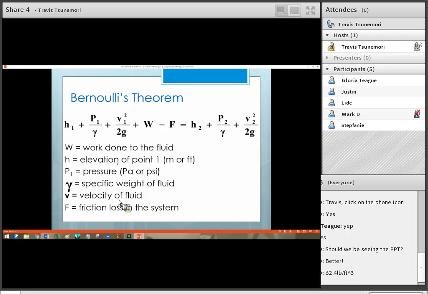So now the cool thing about Bernoulli's equation is that in a lot of the biological and ag engineering problems, we can make some common assumptions. So let's look at a few of those simplifications.